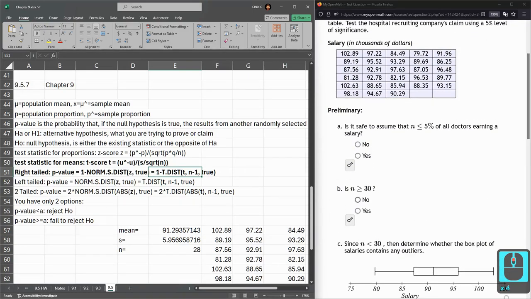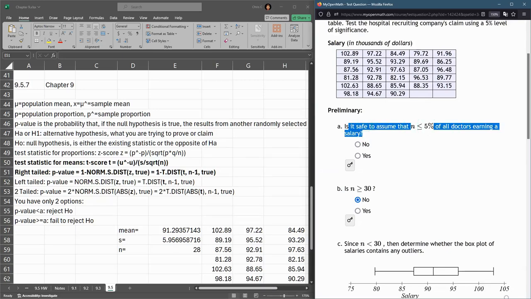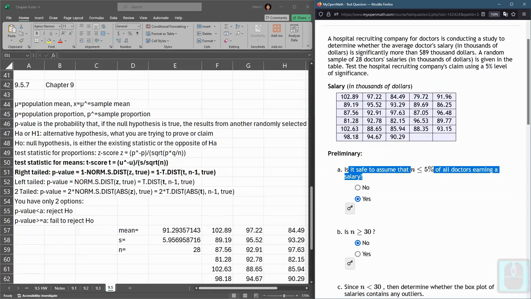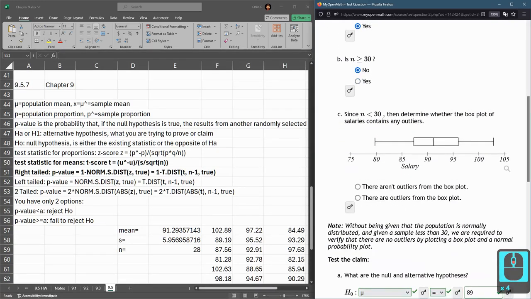All right, is n greater than 30? No, it's 28. Is it safe to assume this is less than 5% of doctors? It better be. I don't know exactly how many doctors are in their total. All right, outliers. Remember the interquartile range is the difference between the two quartiles here I'm clicking on. So the width of this box right here, 1.5 times that, both whiskers have to be shorter than 1.5 times the width of the box. And they are, so there are not outliers.